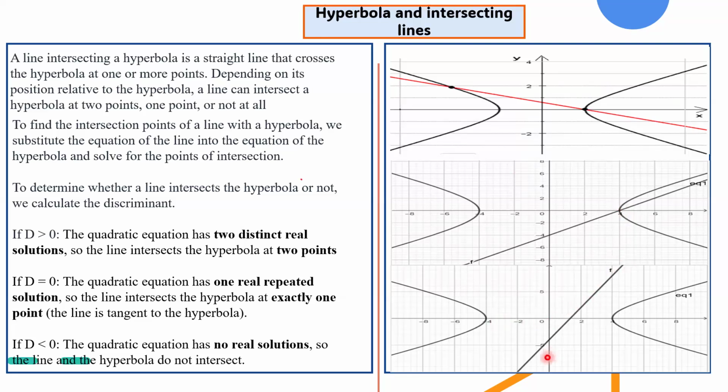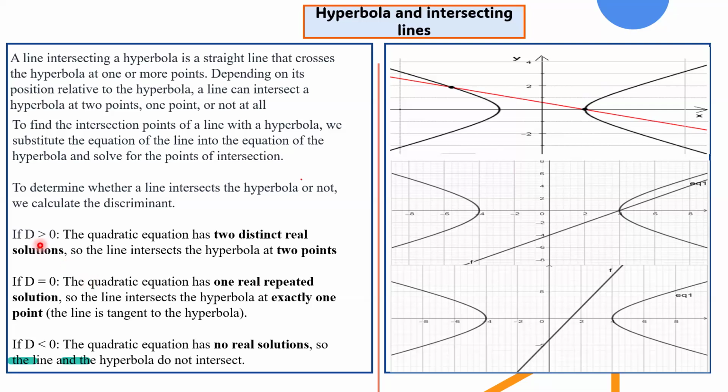So we're going to figure out how exactly we're going to know whether the line cuts once, twice, or not at all by using the discriminant. Firstly, if the discriminant is less than 0, the quadratic equation has 2 real points. So the line intersects the hyperbola at 2 points, as we can see on that diagram.